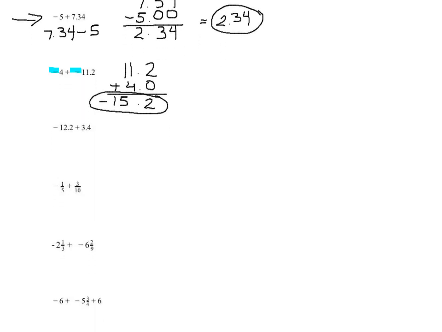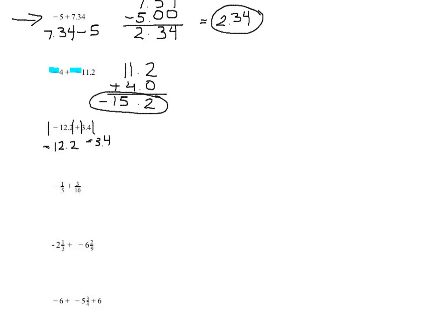Negative 12.2 plus 3.4. So here's where we're going to bring back that absolute value algorithm from earlier with integers, because negative 12.2 and 3.4 doesn't give us an easy subtraction problem that we can just find using our commutative property. So the first thing we're going to do is pull the absolute value of both of these numbers, which gives us 12.2 and 3.4.